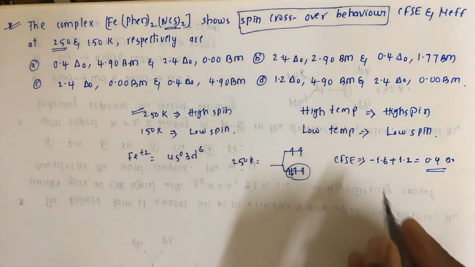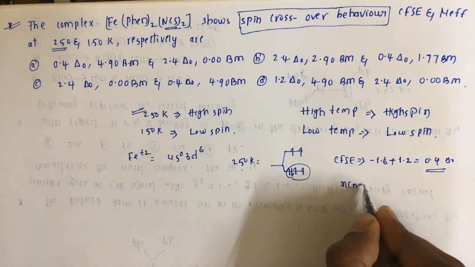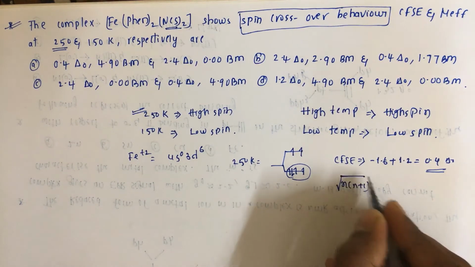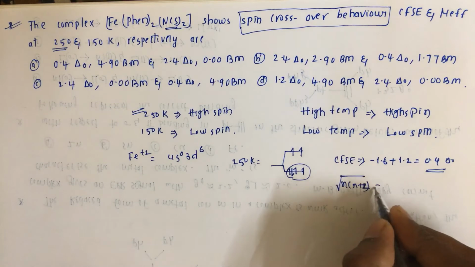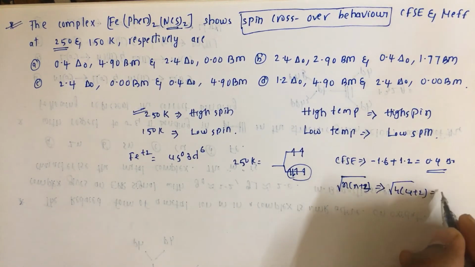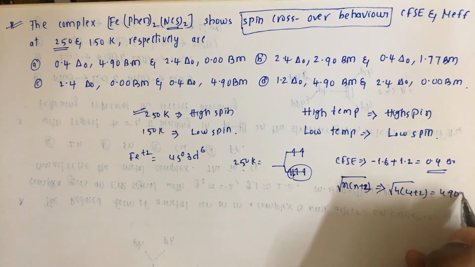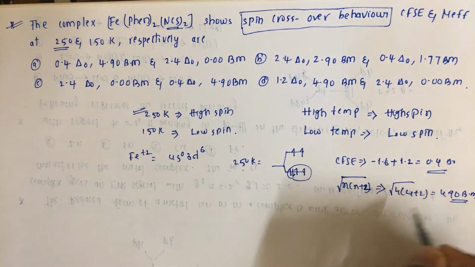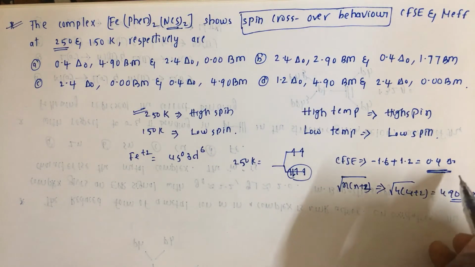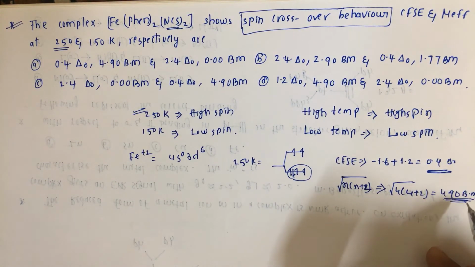So 5 lone pairs means n into n plus 1, sorry, n into n plus 2. This principle we have to apply. 4 into 4 plus 2, so it comes close to 4.90 BM if you do this calculation. So at high temperature the CFSE is 0.4 delta naught and the magnetic moment is 4.90 BM.